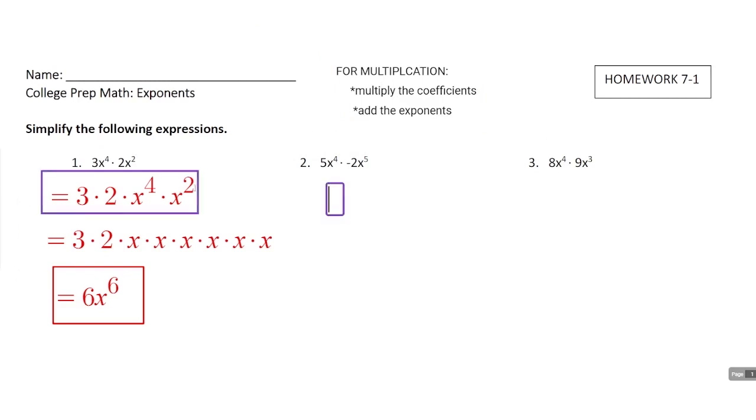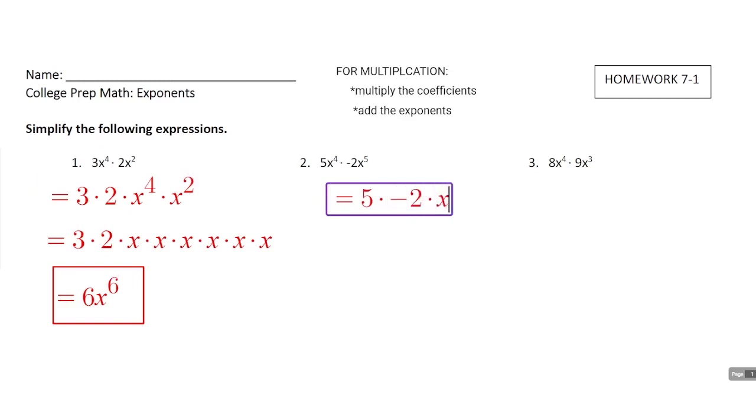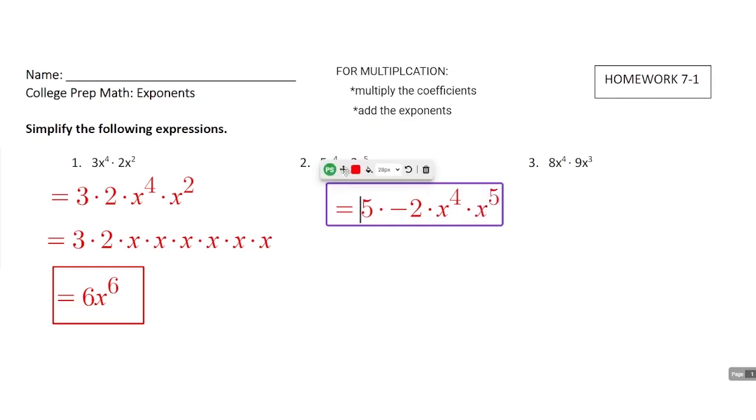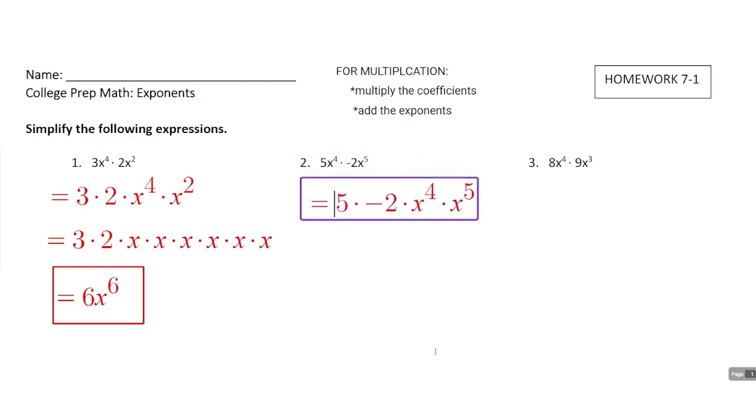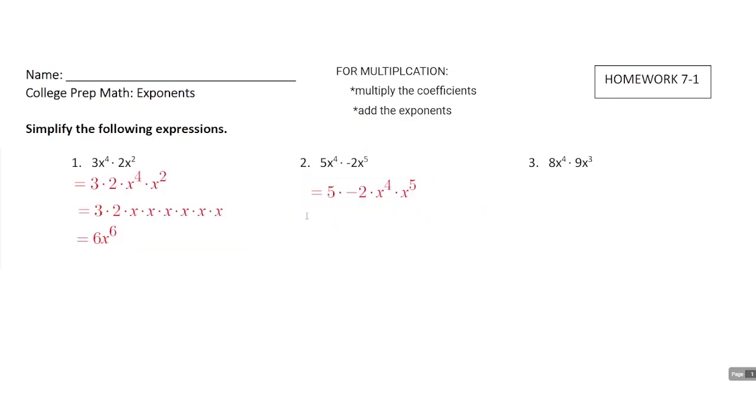Okay, number 2 is going to be set up just like number 1 here. We've got 5 times negative 2 times, and then we've got x to the fourth times x to the fifth. I think I might make this just a tad bit smaller so we can squeeze this in here, and just kind of moving forward, I'm going to just have to make the text smaller here, I think. Okay, that's a little better there.